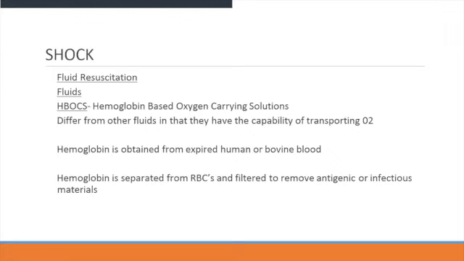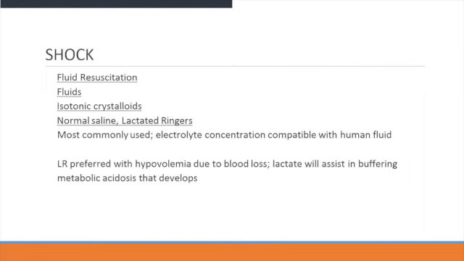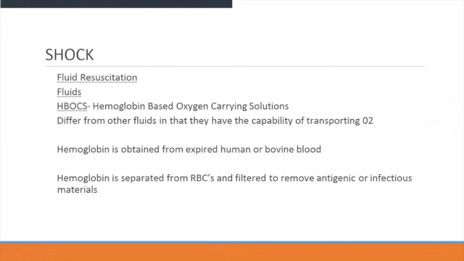All right, so the HBOCs, the hemoglobin-based oxygen-carrying solutions, differ from other fluids in that they have the capability of transporting O2. Whereas your isotonic crystalloids are basically just a filler. They're going to help fill the vascular space to give you enough fluid to allow good cardiac output so you can circulate what hemoglobin you do have. But they do nothing to help carry red blood cells or hemoglobin themselves.